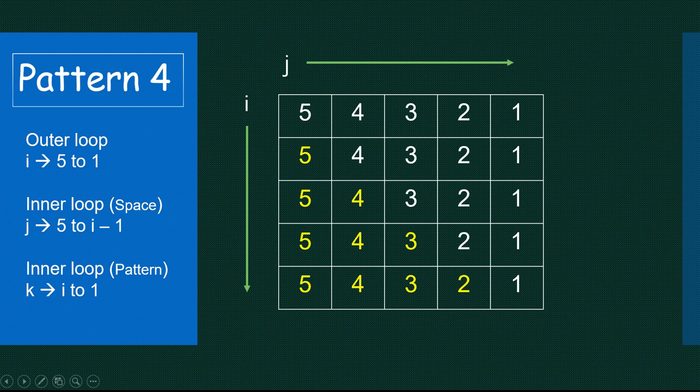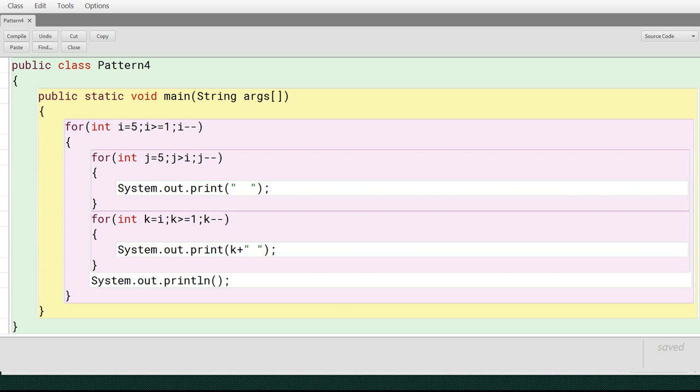So the j value, that is for space, is 5. And it should run while j is greater than i, and then j minus minus. So it should be a decreasing loop. So in blue j you can see the outer loop is i equal to 5, i greater than or equal to 1, i minus minus. So it starts from 5 and it goes down till 1. Okay, 5 times it will execute. And then the inner loop. Since you don't want any space for the first row, you can see the j value is 5. j greater than i, that is 5 greater than 5, it is false, so it won't print anything.